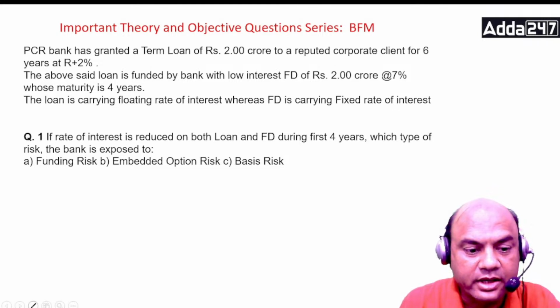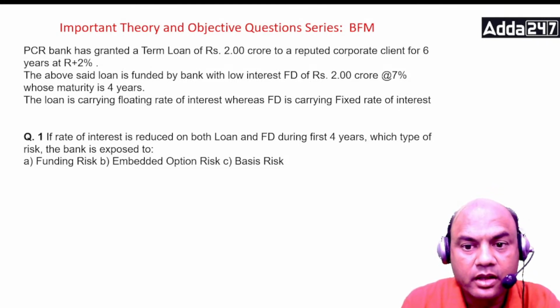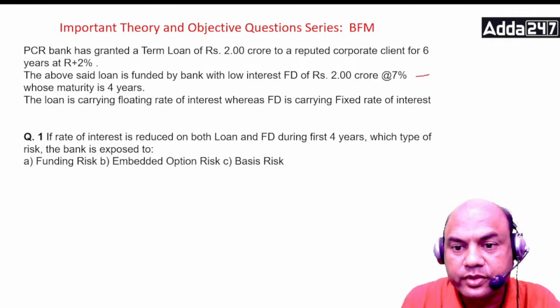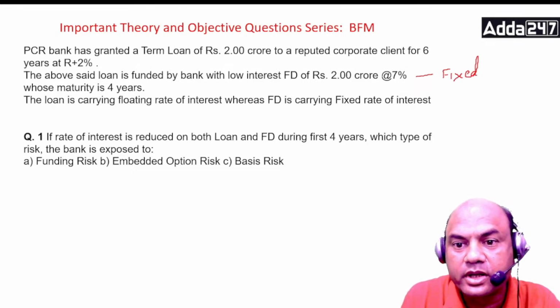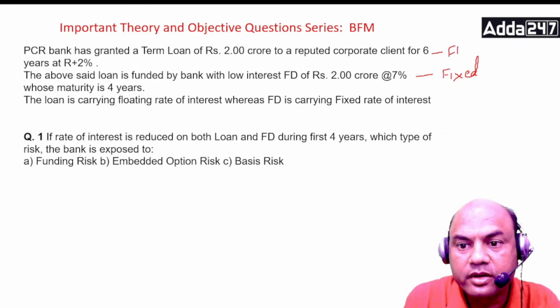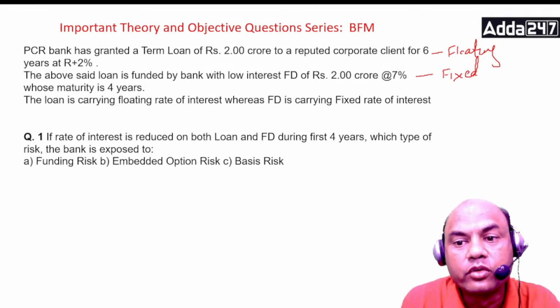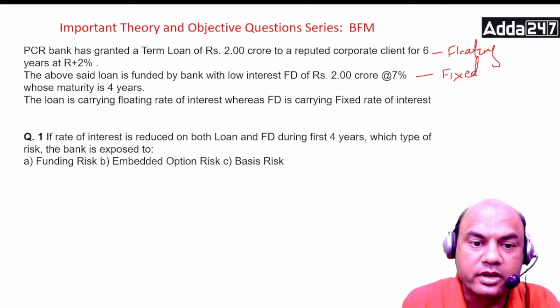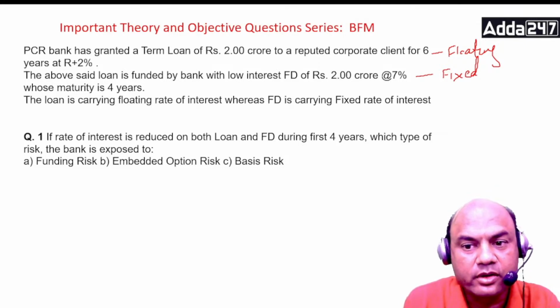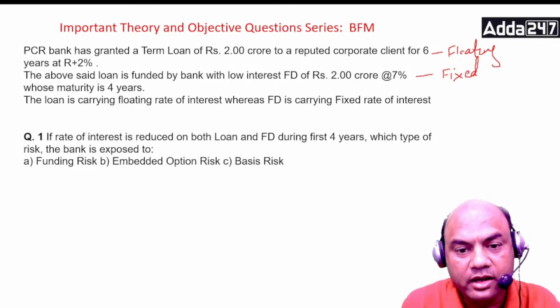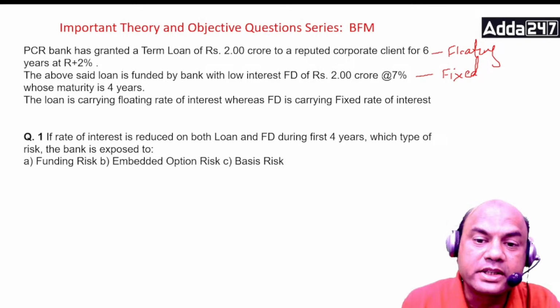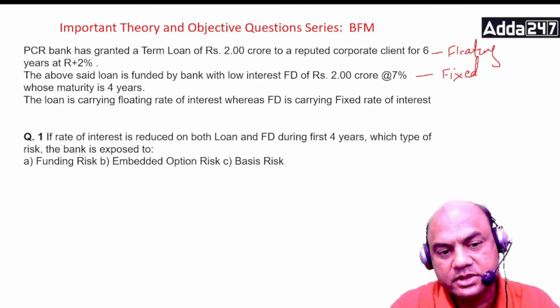So look at this. This is the fixed rate of interest, fixed. Okay, and this is floating. So on the loan we have a floating rate of interest, and on the deposit we have a fixed rate of interest. The loan is carrying a floating rate of interest, as well as the FD is carrying a fixed rate, right? Now based on this, you have to answer the questions.